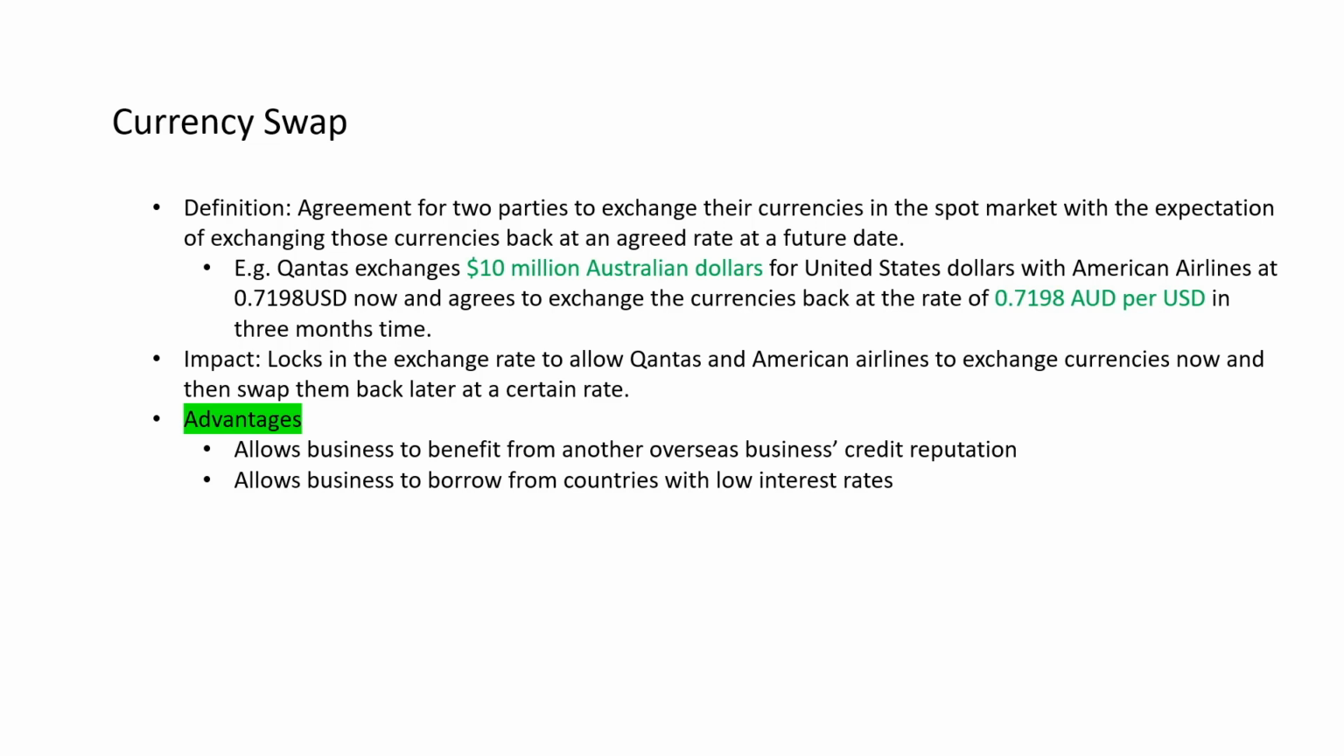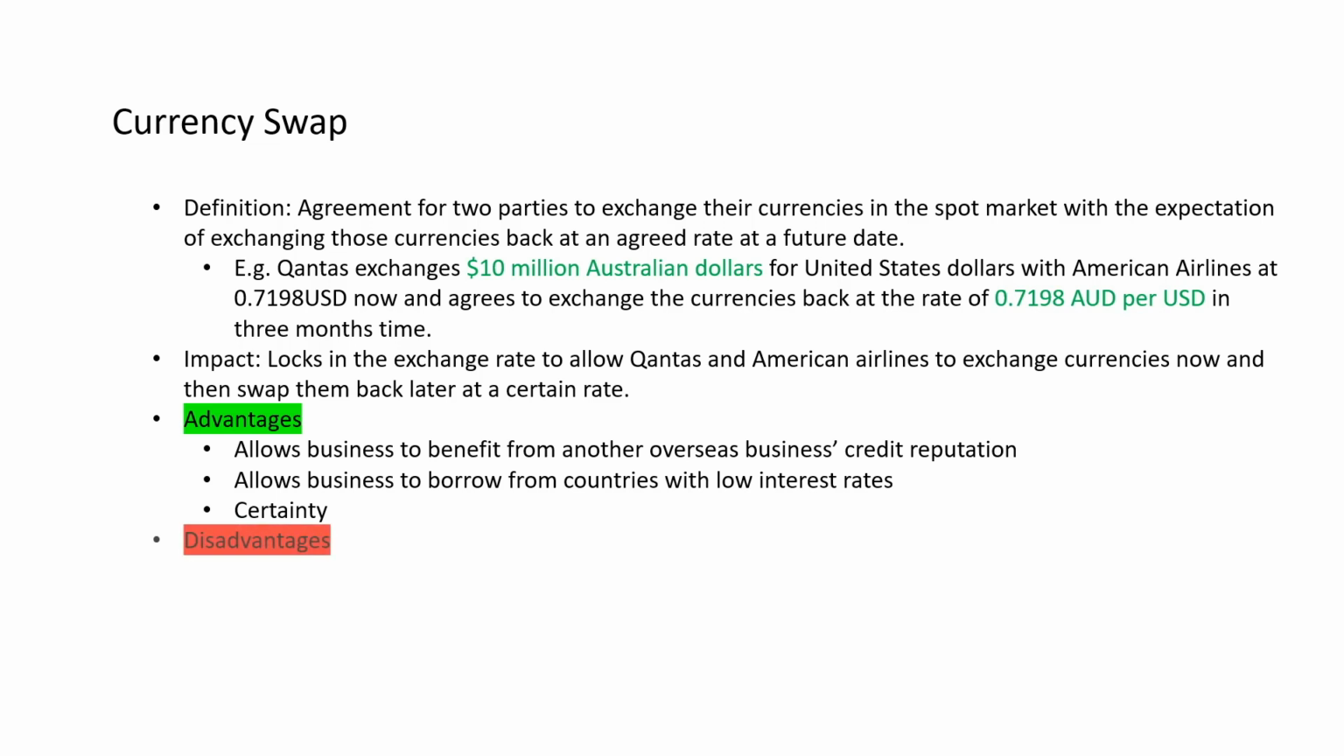And the third advantage is that it provides both parties in the currency swap with a lot of certainty. They don't have to suffer the transaction exposure that you would get if they swapped back the currencies at the spot exchange rate. Because with a currency swap, you have a forward exchange contract that locks in the exchange rate at which the parties would swap back the currencies at the end of the currency swap.